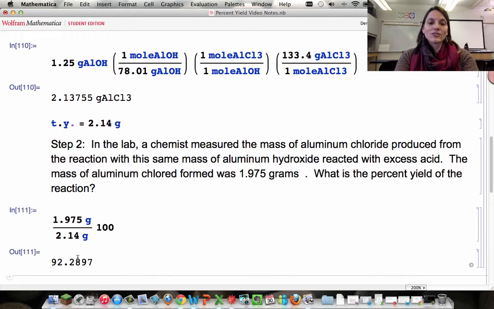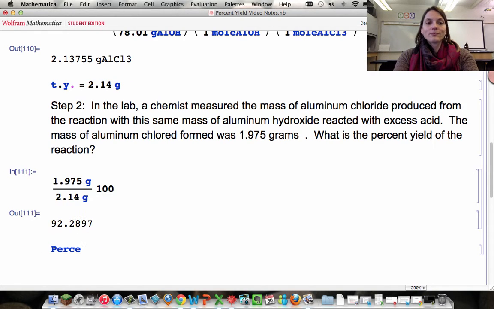Chemical reactions, let's just face it, the yield is not usually that high. If you get above 50% in real life, you're doing all right, especially when you take organic chemistry. All right, so there you go. It's not that hard. So there's our percent yield for the reaction.